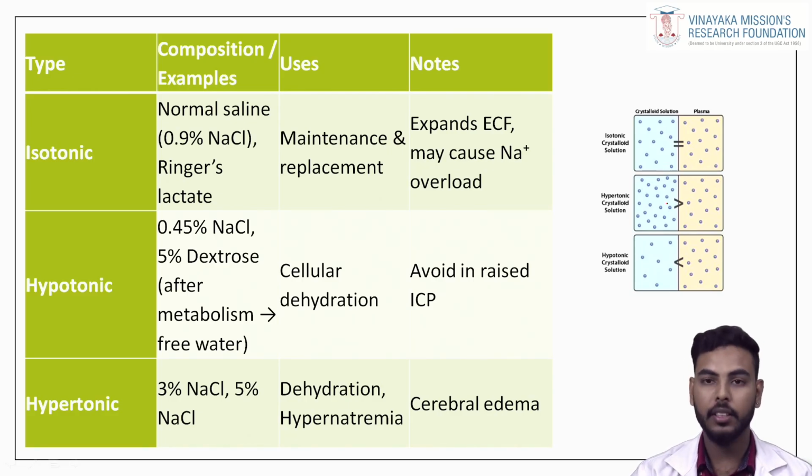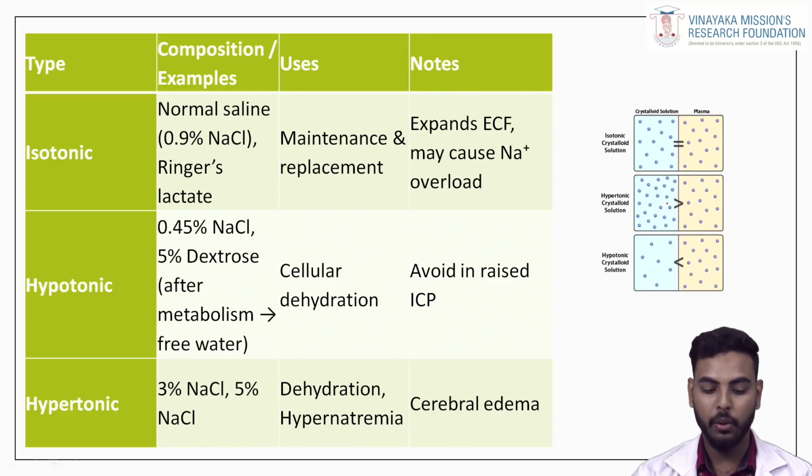Coming to hypotonic, we have 0.45% NaCl or NS, and 5% dextrose, that is D5W. After metabolism it becomes free water, so it is called dextrose 5% water. It is used for cellular dehydration. Whenever the patient is dehydrated, they will administer this D5W solution. A note point is that it is avoided in raised ICP, that is intracranial pressure. Whenever the patient has raised ICP, we have to avoid 0.45% sodium chloride and D5W solutions.